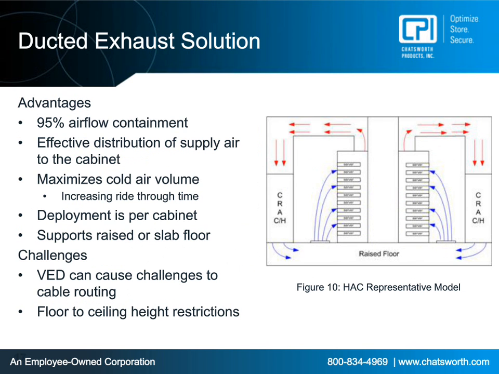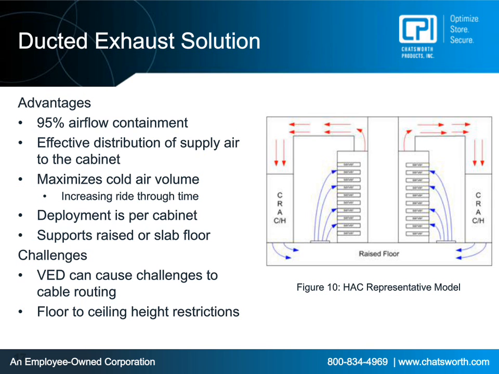The ducted exhaust solution is right on the back of the cabinet. You seal the back door, so usually it's a solid door. You go out through the duct in the top of the cabinet, back through the CRAC unit, as my slide shows. You can be on a raised floor or a slab floor. You can deliver the air any which way you want. It's basically like hot aisle containment, but at the rack level. If you see my third bullet point on the advantages, you have a maximum amount of airflow that you can do.